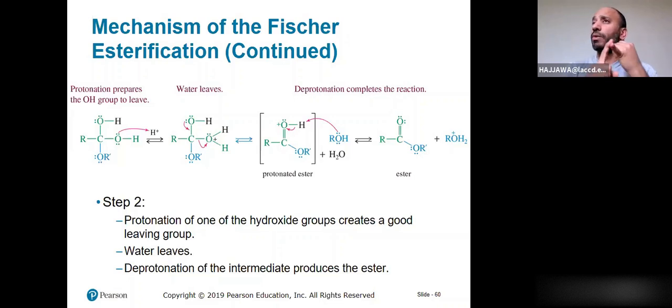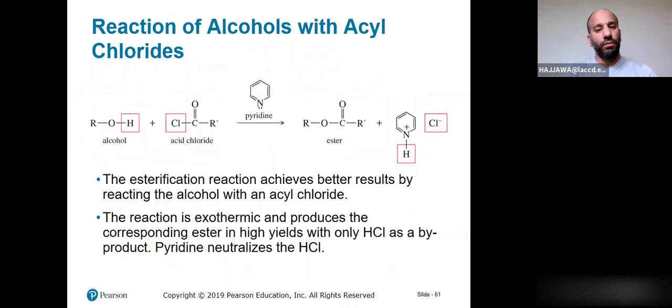Protonation of the carboxylic acid, attacked by the alcohol, proton transfer, eventually kicking off water to give you at the end the ester structure. Another way of making ester is instead of using carboxylic acid, we would use the acid chloride. This is a much faster reaction than the Fischer esterification, and there are reasons for that.